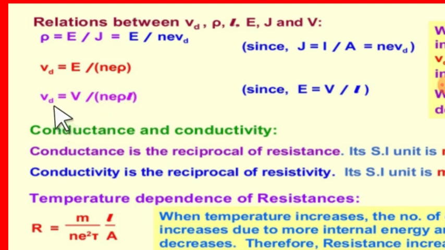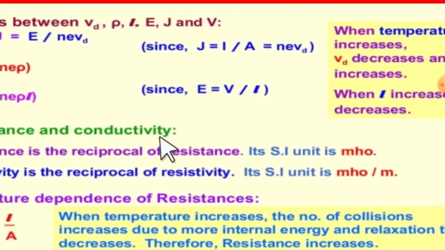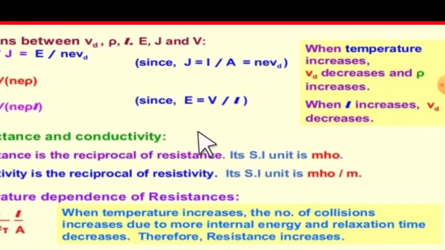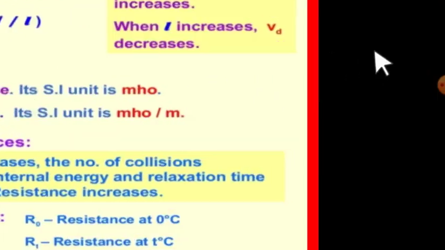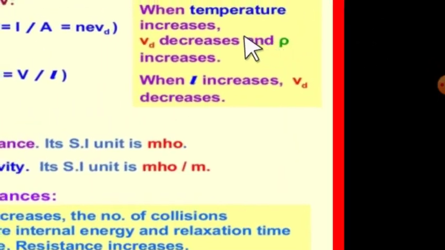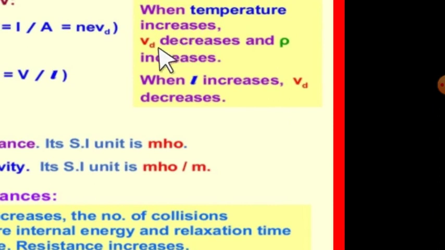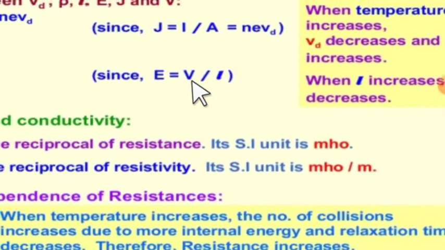Then drip velocity can be expressed as V = eEτ/m, and since electric field is equal to V by L, if you replace this E by the potential gradient V by L, then you will get it like this. Now let's go to the conductor. These are all also given here, as I said in the previous slide, that when temperature increases, Vd decreases and rho increases. Like that, all are given here.